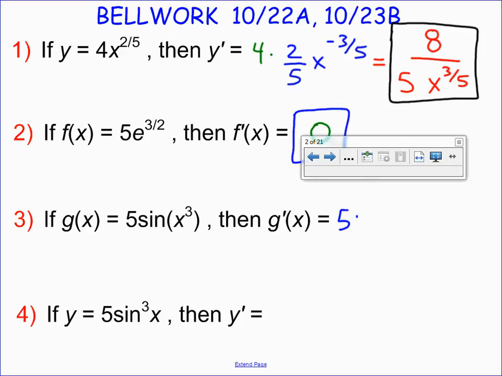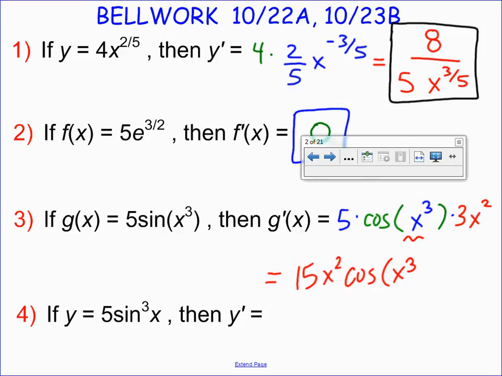The derivative of sine goes to cosine with the inner function. In this case, my inner function was x cubed, and then times the derivative of the inner function. The derivative of my inner function is 3x squared. Let's do one rewrite to make it look nice. Looks like we've got the 5 times the 3 is the 15x squared cosine of x cubed. Go ahead and raise your hand if you have the same. 15x squared cosine x cubed. Way to go, you guys. Good job.